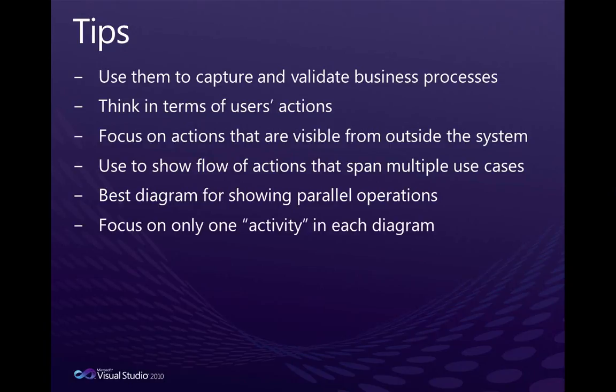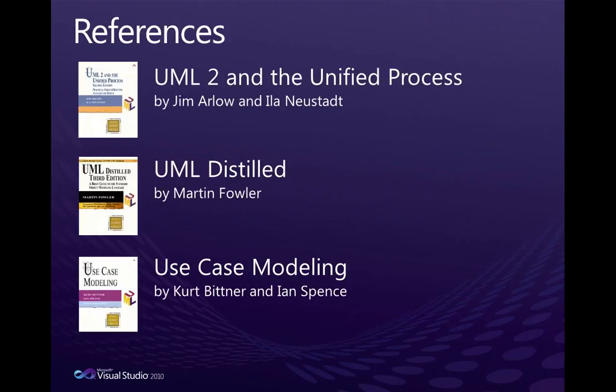In each diagram, focus on one and only one activity, and remember the rule of 12 I mentioned earlier in the screencast series. A diagram should have no more than 12 elements. Any more than that and it starts to get too busy to really understand on one screen. I've got some great references for you. UML2 and the unified process, UML distilled, and use case modeling. All three of these have excellent chapters covering the ins and outs of activity diagrams and go into much more detail than I did here.